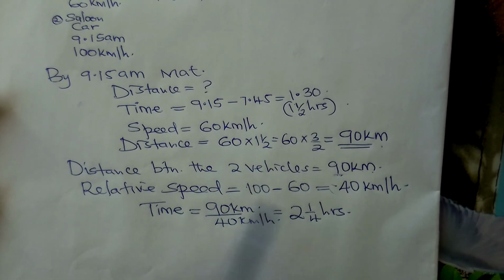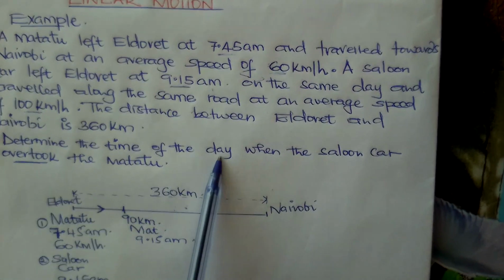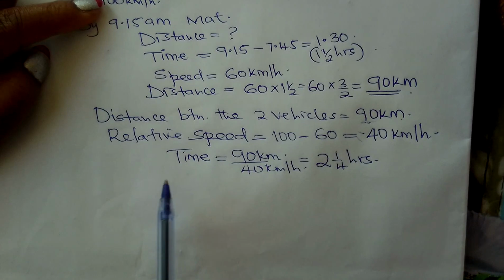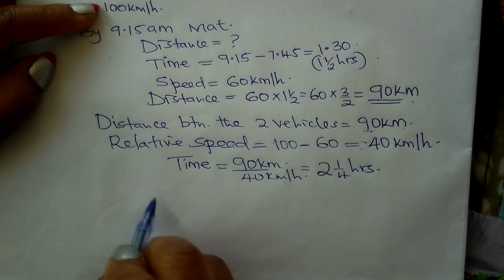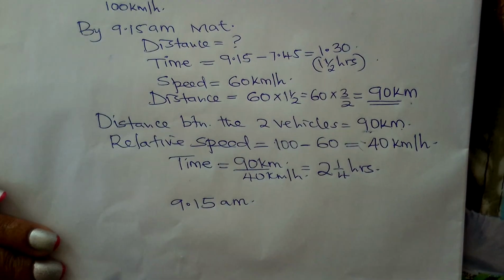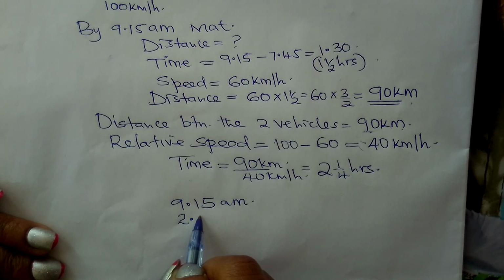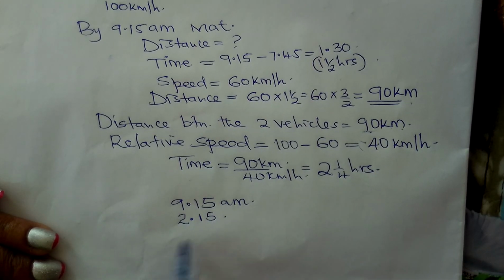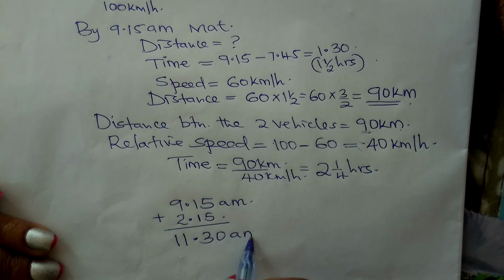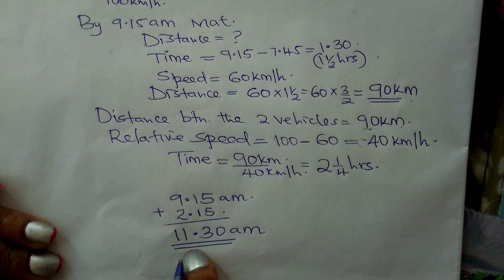Yes, so the question is, determine the time of the day when the saloon car overtook the matatu. So we come back to the time that the saloon car left Eldoret. The saloon car left Eldoret at 9:15 a.m. It overtook the matatu after 2¼ hours. That is 2 hours and 15 minutes. So you add, you get 11:30 a.m. This is the time that the saloon car will overtake the matatu.